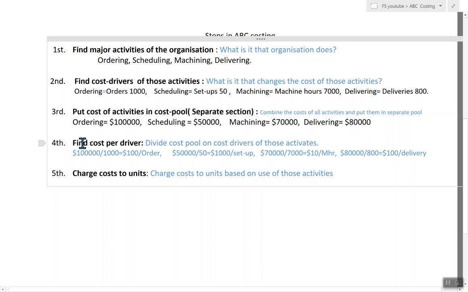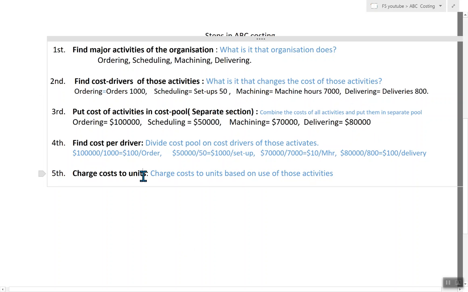And then find the cost per driver, which is dividing the total cost by the total activity, just like we did in absorption costing, where we took the total cost in a department and divided it by total machine hours or labor hours or units in that department. So this step is the exact same thing. For example, we had 100,000 total cost of ordering and our total orders were 1,000, so that gives us 100 per order. Our total cost of scheduling is 50,000, total setups are 50, that gives us 1,000 per setup. We have machining 70,000 and hours of 7,000, it gives us 10 per machine hour. We have delivery cost of 80,000 and deliveries are 800, that gives us 100 per delivery.